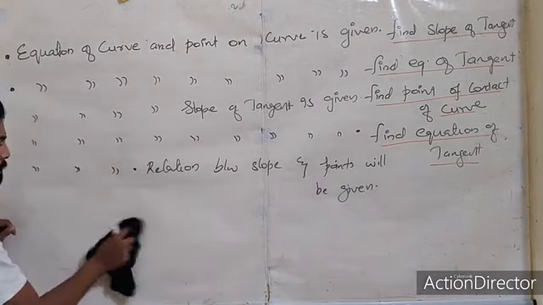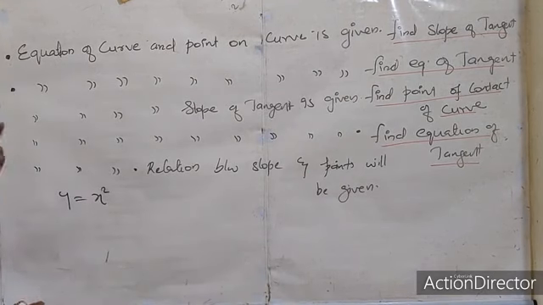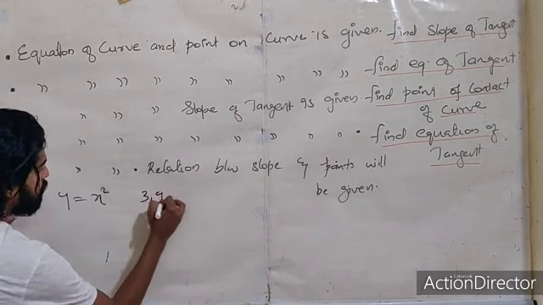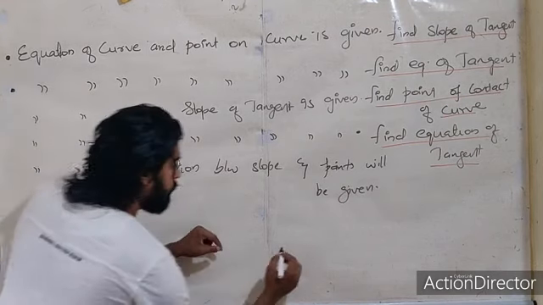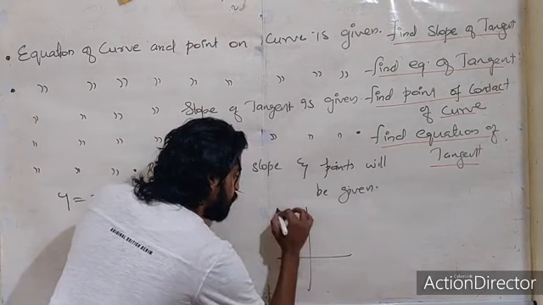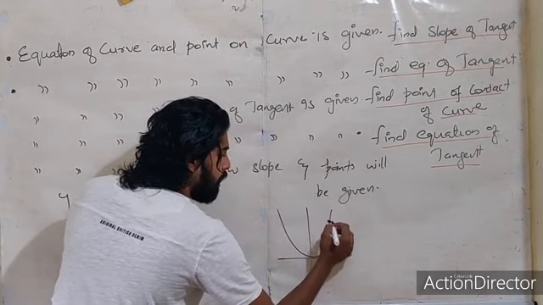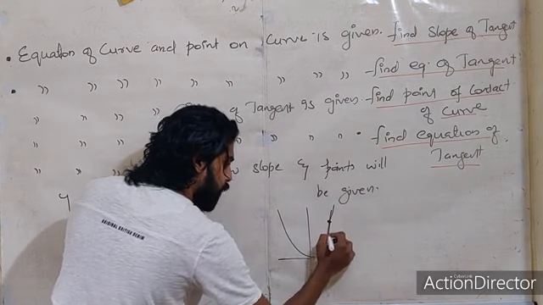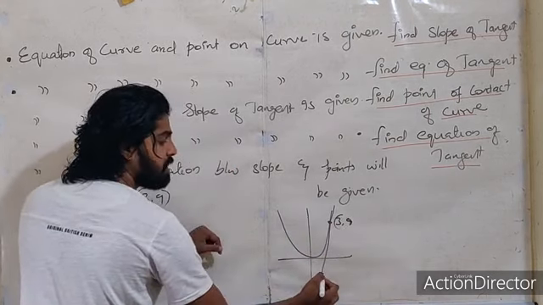Let's take an example. y equal to x square is the equation of the curve and a point is provided, which is (3, 9). We have to find the equation of tangent at this point. Like this is the equation of curve and here we have a point (3, 9) and we have to find the equation of this tangent. This is (3, 9). You have to find the equation of this line.